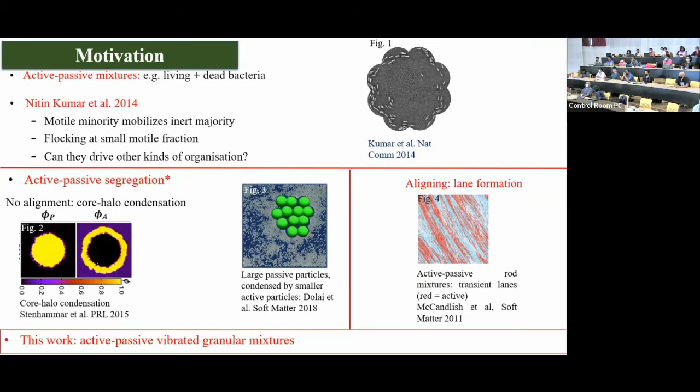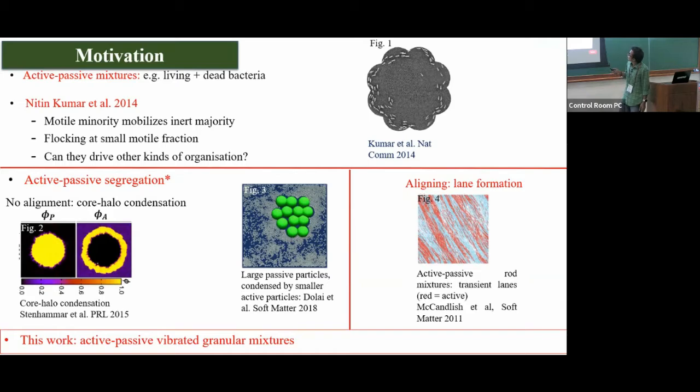So the question is, can they drive other kinds of organization? The previous relevant reports in active-passive segregation: core-halo condensation by Stenhammer et al., where the core is occupied by the passive particles and the periphery of the structure is occupied by the active particles. Whereas Dulai et al. have shown the condensation of passive particles driven by smaller active particles, and these particles do not possess any aligning interaction, whereas McCandless et al. have shown lane formation in an active-passive rod mixture.